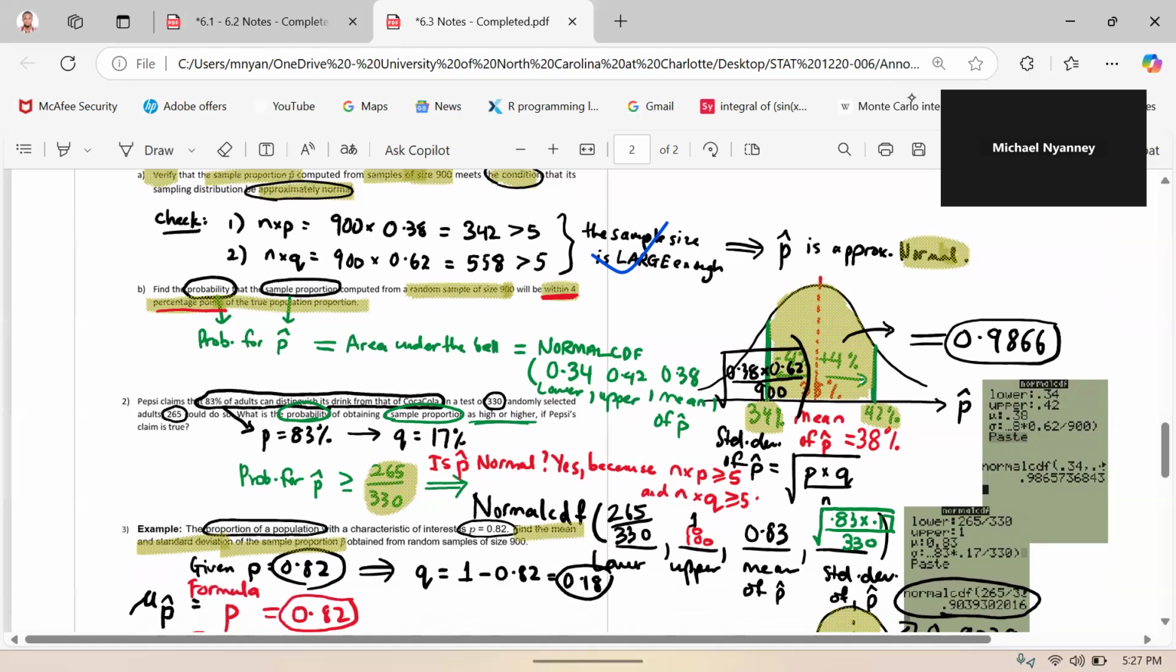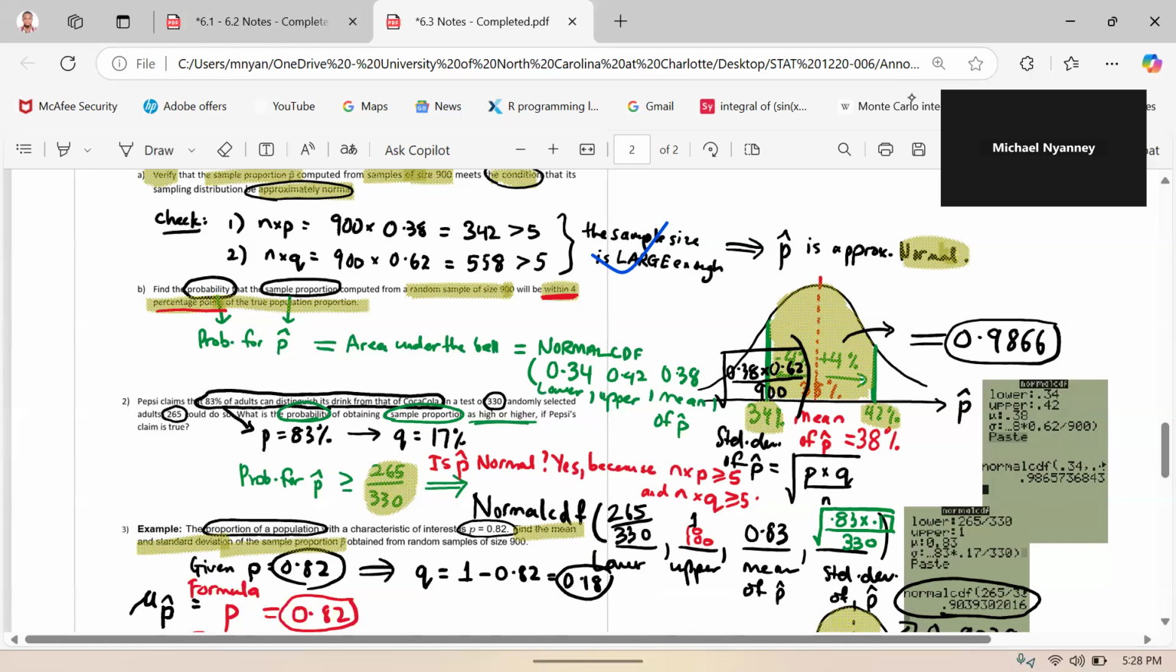So we want to find the probability that the sample proportion computed from a sample of size 900 will be within 4%. So we want to find that P hat lies within 4 percentage points. You pick your P, subtract 0.04 from it to get the lower limit, and add 0.04 to it to get the upper limit.